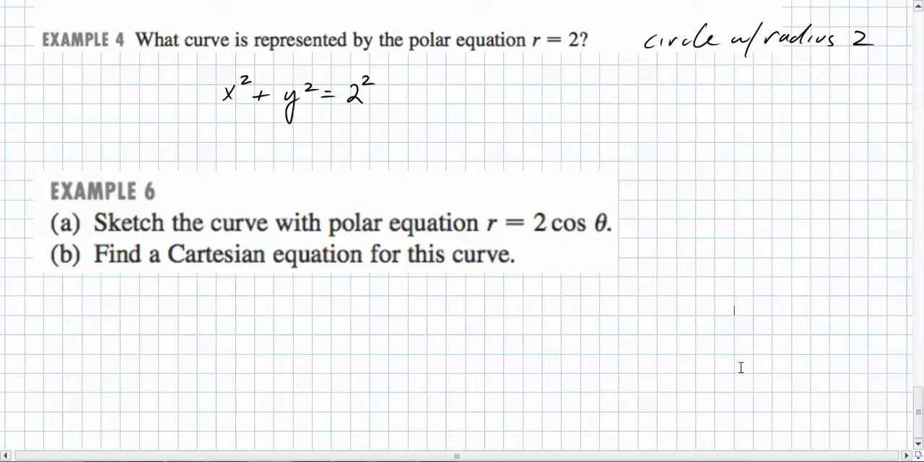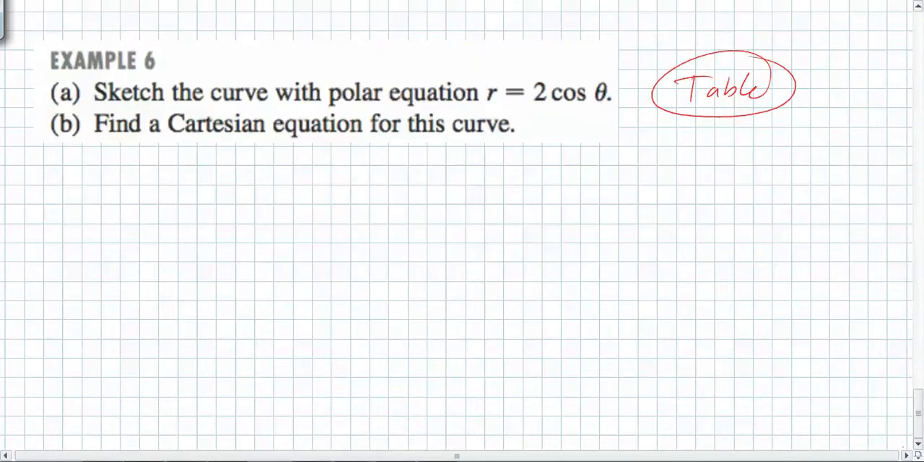What can you always make? Table. You can always make a table, right? Okay, so you could make a table, connect the dots, get an idea. How would we do this if we wanted to make this into a Cartesian equation? What would we do? Algebraically, how would we do this?